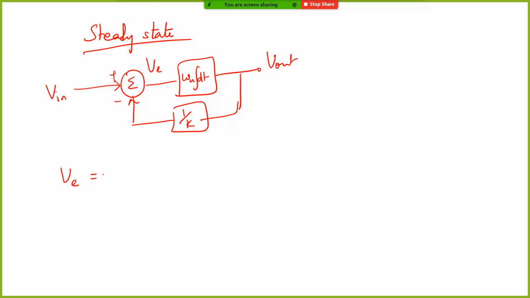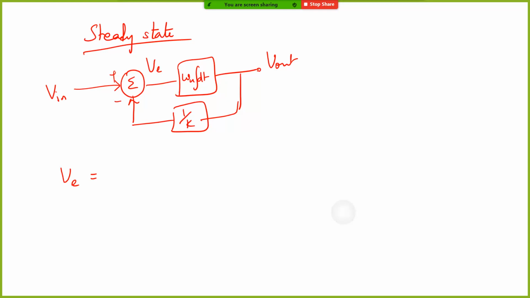Let's say the settling process has happened. So this is just ramping up. Then what will happen? V in minus V out by K, correct. But since it is a negative feedback system, what will this loop do to VE? Sir, it will go to 0 at the steady state. Exactly. At the steady state, it will go to 0.